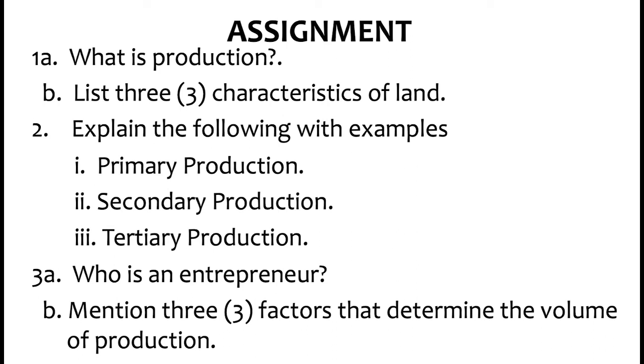Number 2, explain the following with examples: 1, primary production; 2, secondary production; and 3, tertiary production. You are to explain them with examples. Number 3A, who is an entrepreneur? Number 3B, mention 3 factors that determine the volume of production.